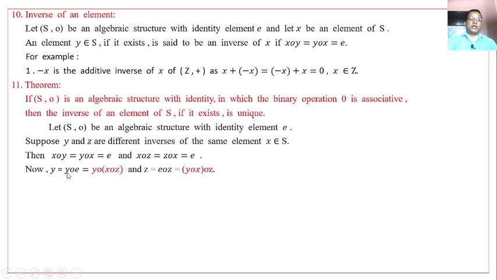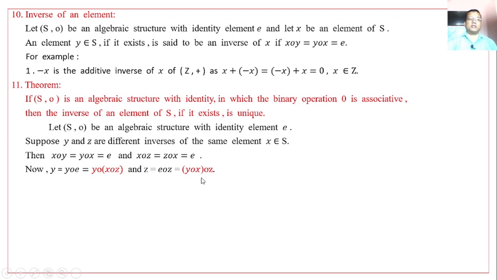Now Y can be written as Y O E, because any element with E is the element itself. Then E can be written as X O Z, so Y O E equals Y O (X O Z). By grouping differently, we get (Y O X) O Z, which equals E O Z, and that equals Z.